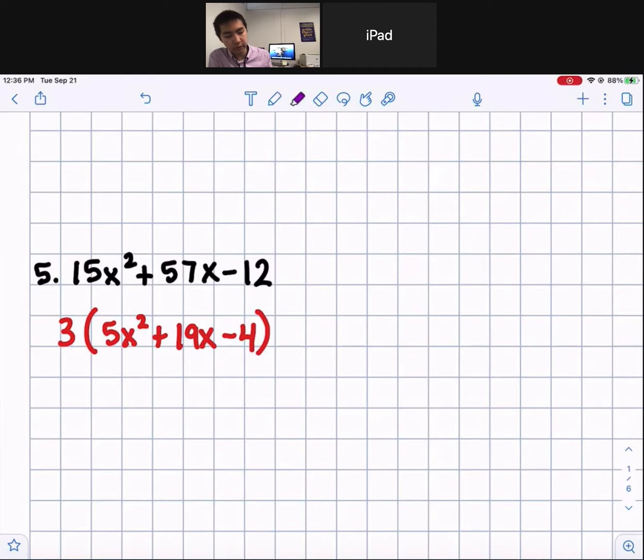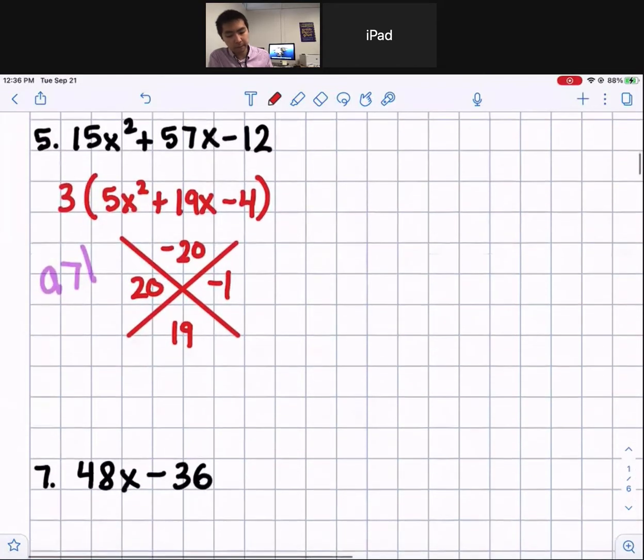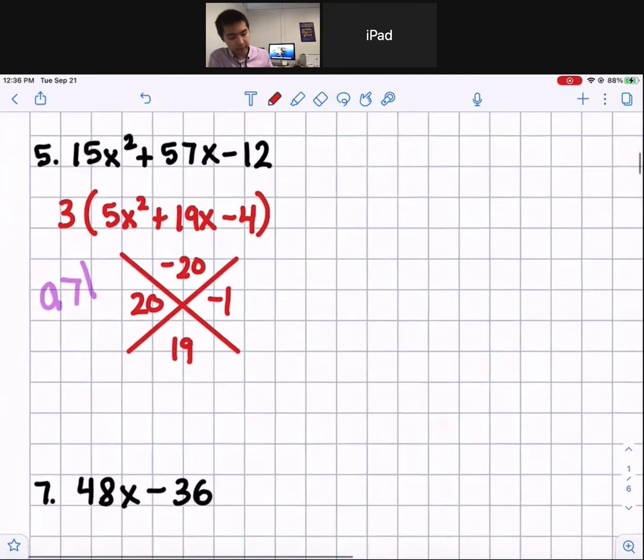Okay, so look at the 3 terms. We have a case where a is greater than 1. Look, that 5 is bigger than 1. So that means you can do it by grouping or by guess and check. A times c is 5 times negative 4, for negative 20. The bottom is 19. 20 times negative 1. And since a is greater than 1, you do this by grouping.